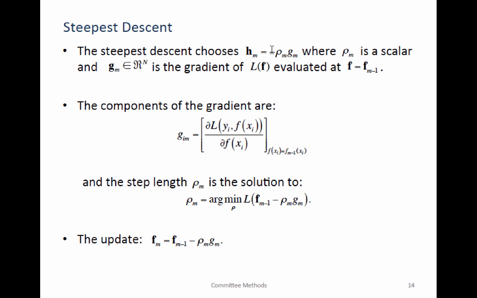Rho is a scalar, and this is tuned. If we just take steepest descent, it can be a 1. You could even take a value greater than 1 if you have a ton of trust in your model.